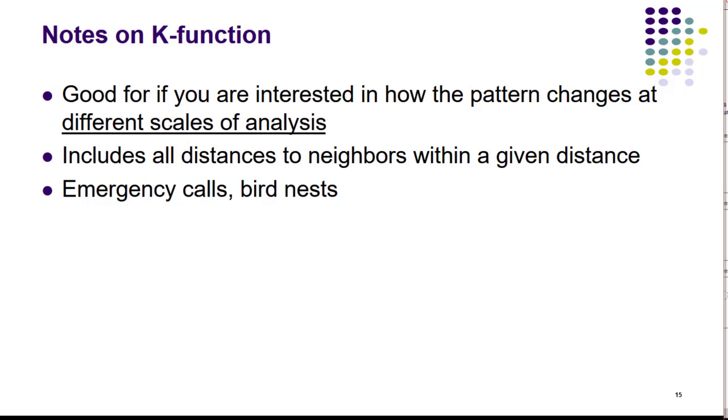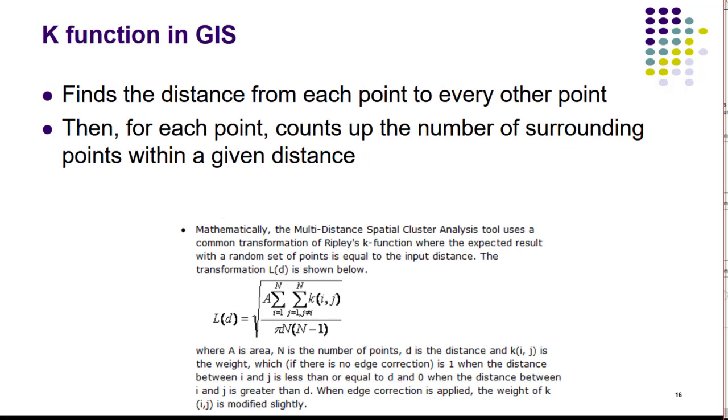Let's see, it includes all distances to neighbors within a given distance, so we have the opportunity to set those given distances. Examples include emergency calls, bird nests, things in which there are relationships or specific distances which we're interested in finding. I'm not going to get into the math for this. There's a bunch of things you can read about this and check out in more detail.